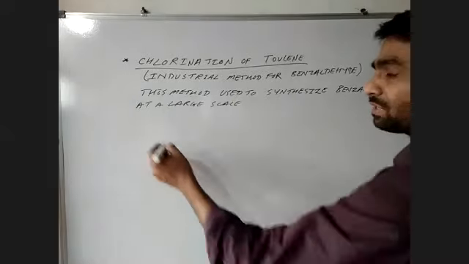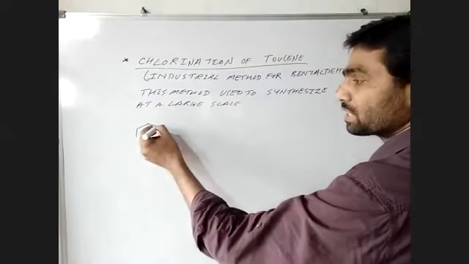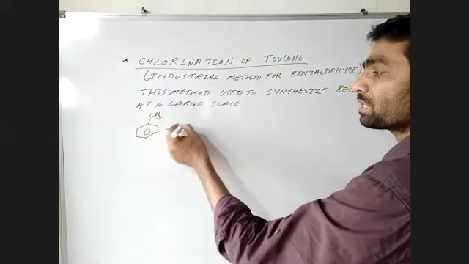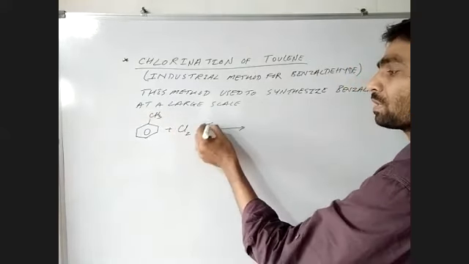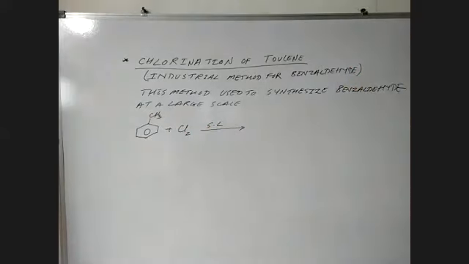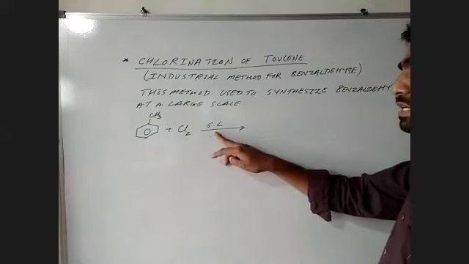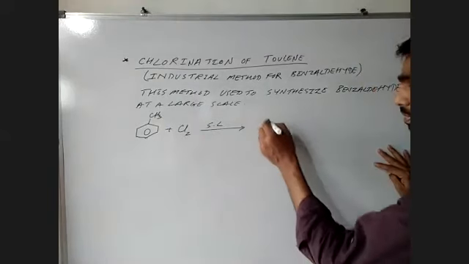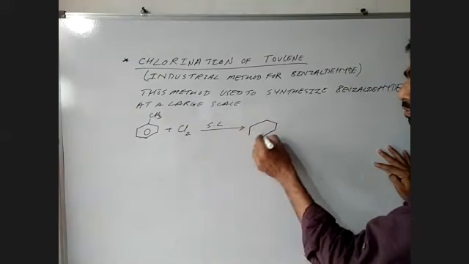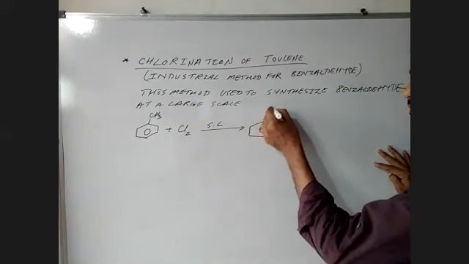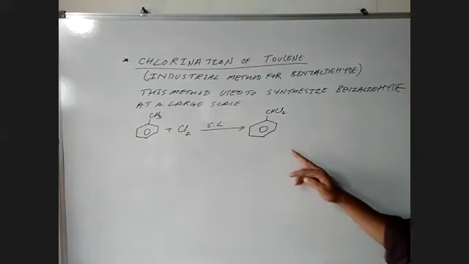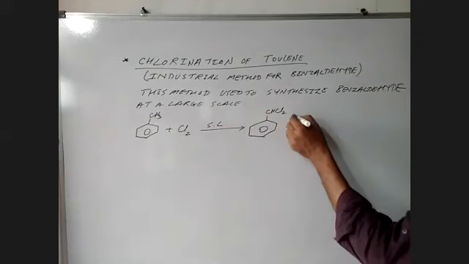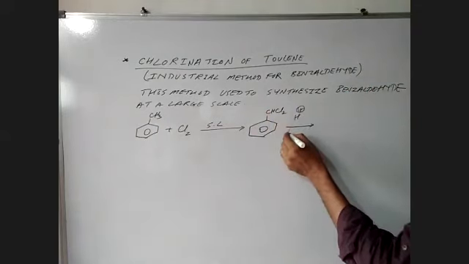Very simple reaction. See, in this method, toluene is taken and it is subjected to chlorination in the presence of sunlight. In the presence of sunlight, we know the alkyl part undergoes halogenation and a dichloro product will form. CHCl2 will form.